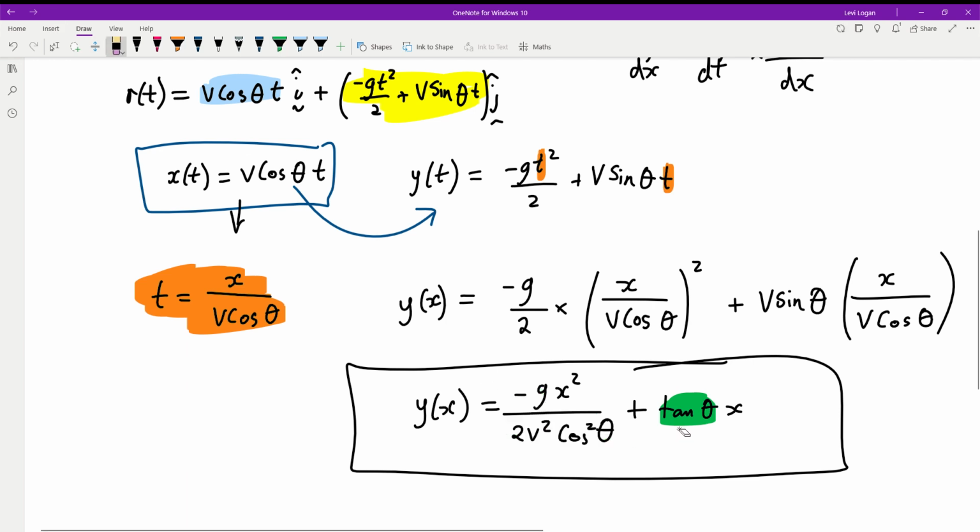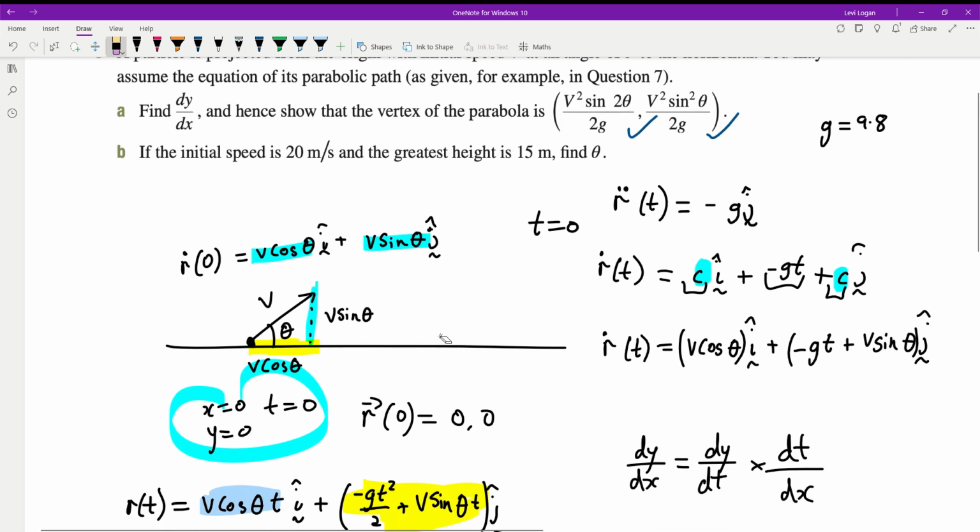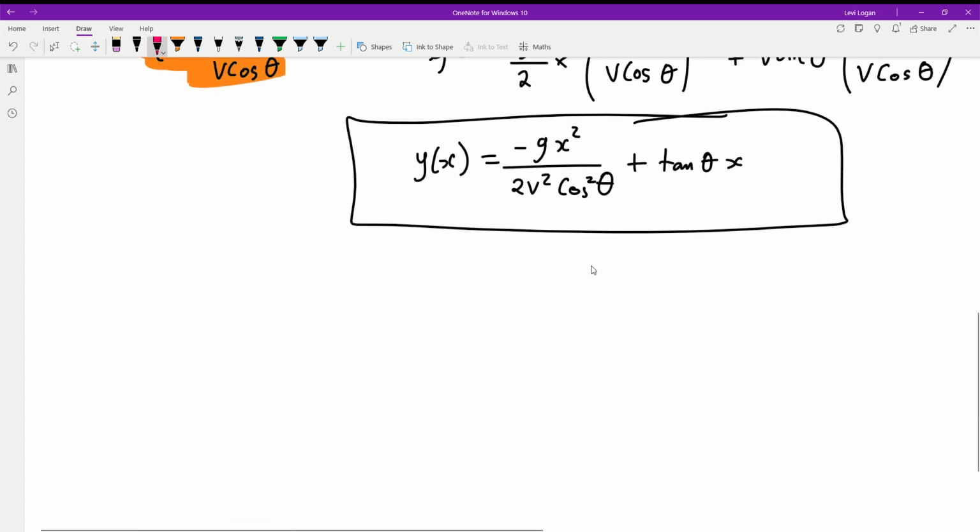Right. What to do next? The vertex. So the vertex of our parabola, if we actually look at its shape, the particle is going to travel like this. The vertex is this top bit up here. Now at that point there, dy/dx is 0. Okay. So now we've got this, we need to find out what dy/dx is. So we're going to differentiate this with respect to x.